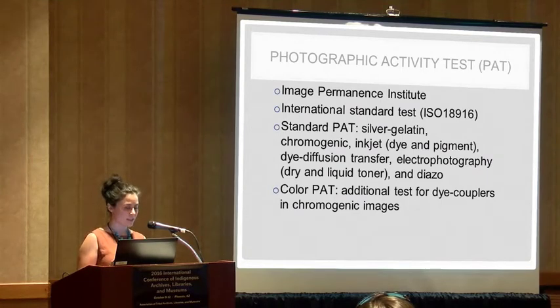So the standard PAT looks at silver gelatin, which is your typical 20th century black and white print, chromogenic, which is your typical 20th century color print, inkjet prints, both dye and pigment, dye diffusion transfer, which is a generic name for Polaroid, electrophotography, which is a generic name for Xeroxes, and diazos, which are a type of photographic reproduction commonly used for architectural drawings, but occasionally they are also used by artists.